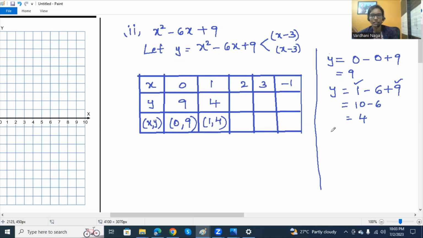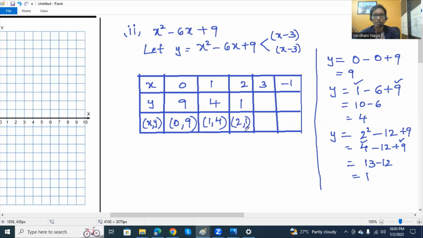Now let's find the y value for the x value of 2. So 2 square is 4. Here minus 6 into 2, 6 2s are 12, plus 9. So 4 minus 12 plus 9. Add the positive numbers, 9 plus 4 gives 13. 13 minus 12 gives 1. So 2 comma 1 is the ordered pair.